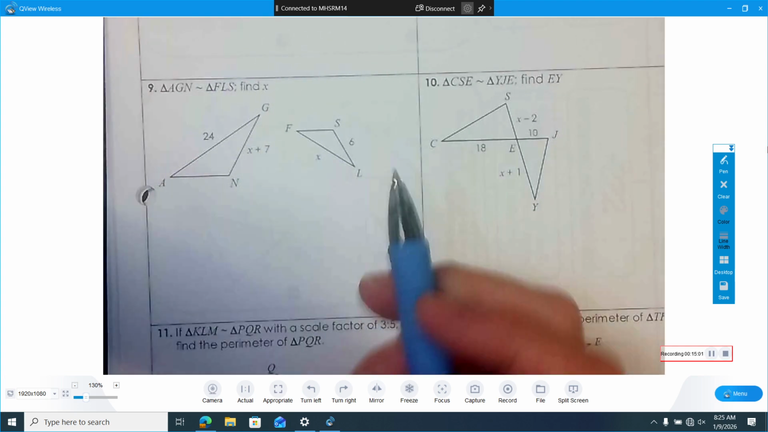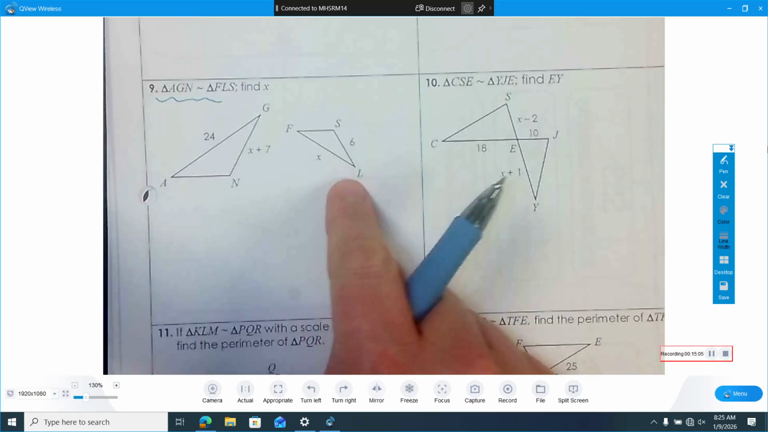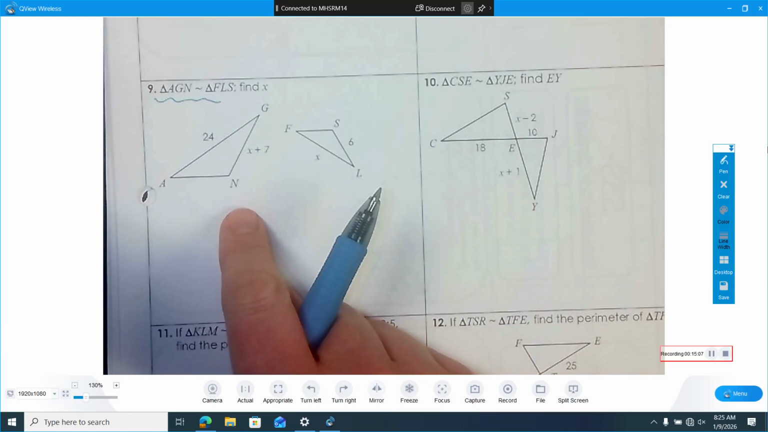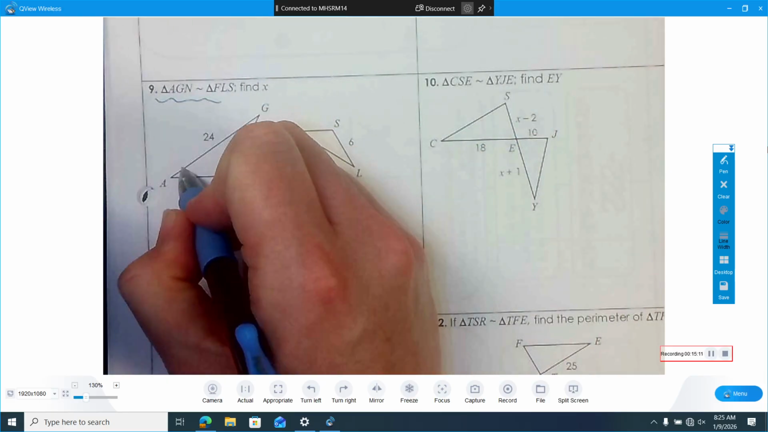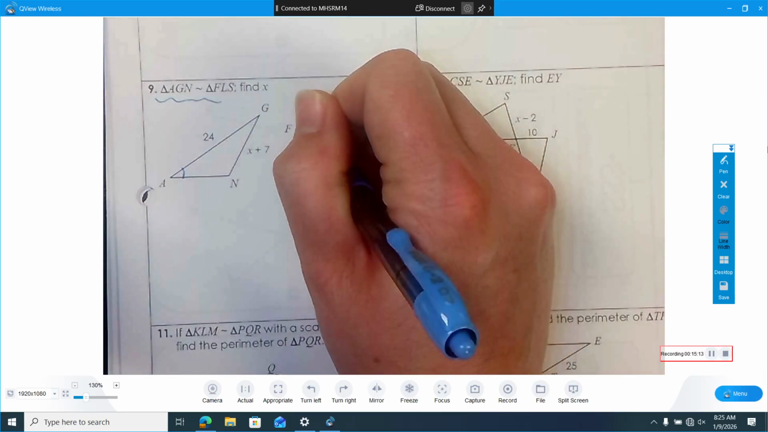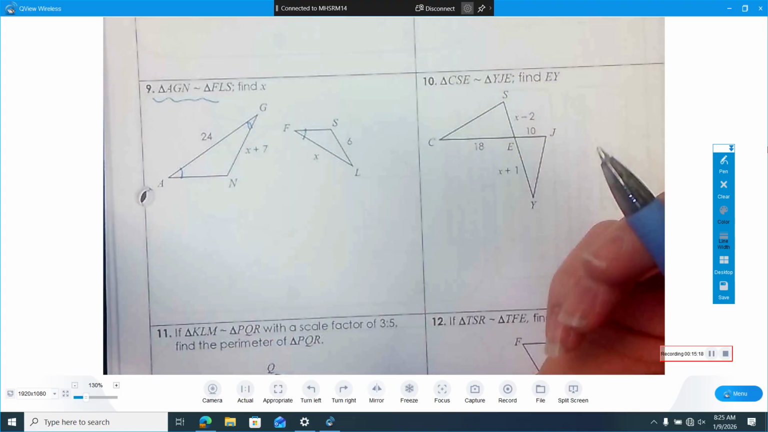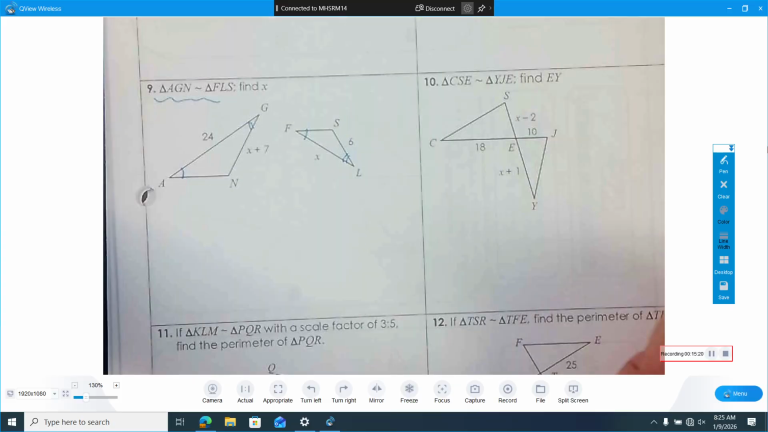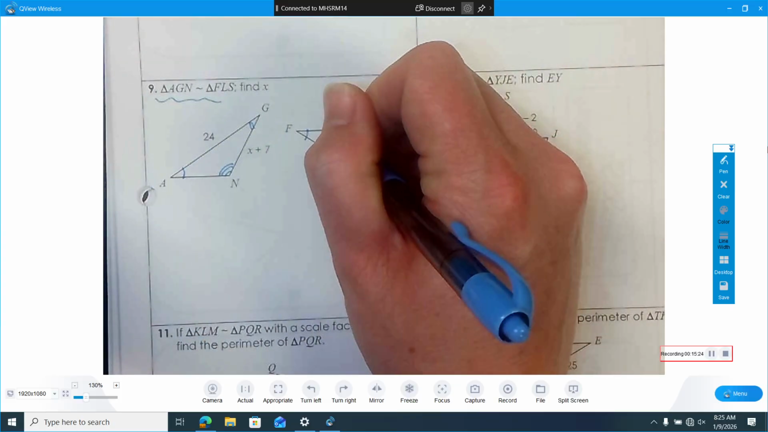All right, number 9. Again, we have a similarity statement, and because the orientation is not there on these triangles, I'm going to mark up my picture really good. So angle A corresponds to angle F. Angle G is congruent to angle L. And angle N is congruent to angle S.